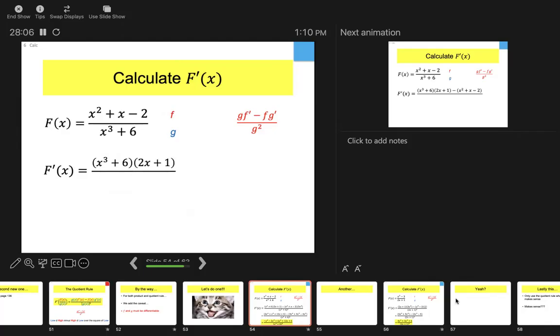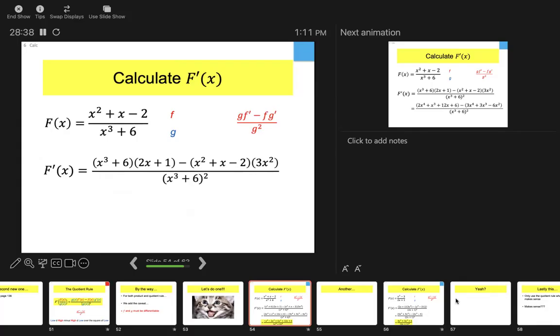So you can already see how this is going to go badly. I got a binomial times a binomial. Minus x squared plus x, in parentheses. Make sure you put those parentheses because that minus is going to be distributed to everything on the inside. Times, in parentheses, 3x squared, all over x cubed plus 6 squared.